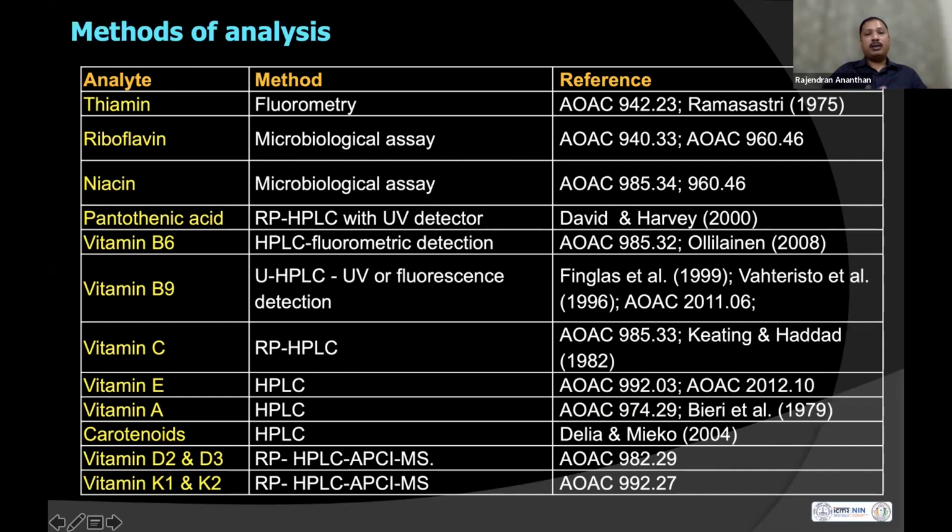Similarly, vitamin E was earlier quantified as total vitamin E, but now we are able to quantify all the vitamers individually: alpha, beta, gamma, delta tocopherols, and the respective tocotrienols. All these 8 forms of vitamin E, we are able to separate and quantify.